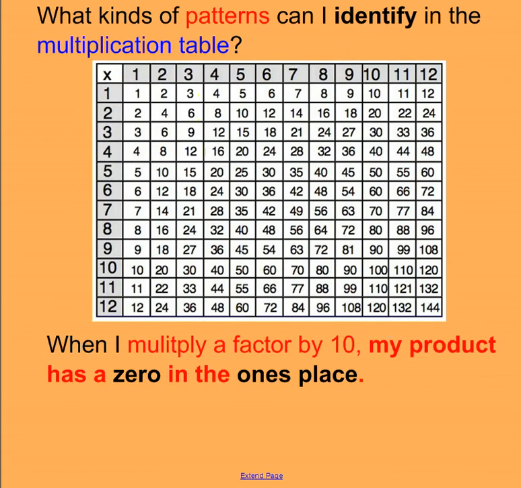Another pattern that I can identify in a multiplication table is to think about when I multiply a factor by 10, my product will have a 0 in the ones place. So if I look at my 10s, 10 times 1 equals 10, a 0 in the ones place. 10 times 2 equals 20. 10 times 3 equals 30, and so on and so forth. I have a 0 in the ones place when I multiply by 10.